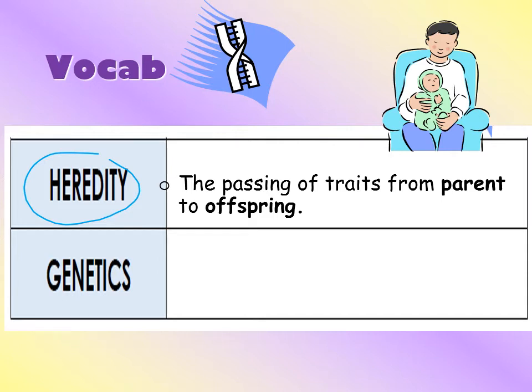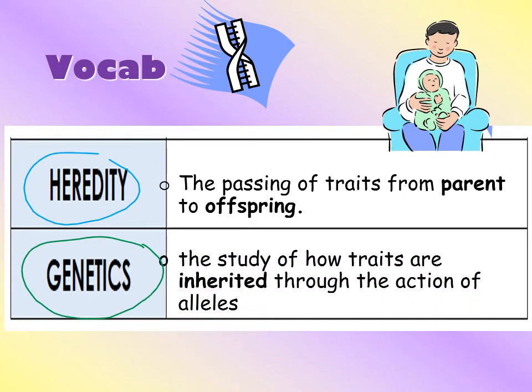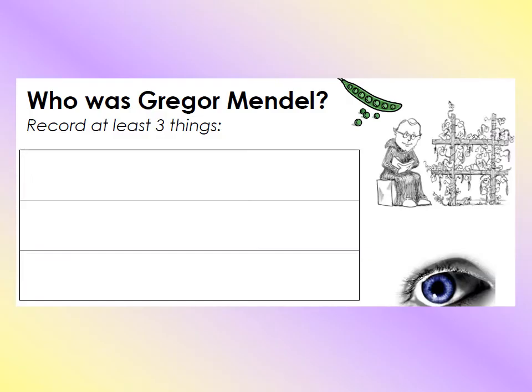The second word, genetics, is kind of where we will spend our time in our last bit for this unit. And basically, we know that genetics is controlled by genes. So how those traits are inherited through the action of alleles, this is a new word today, or genes, is what we call genetics. And that's where we will end our time. And this is what this presentation is all about.